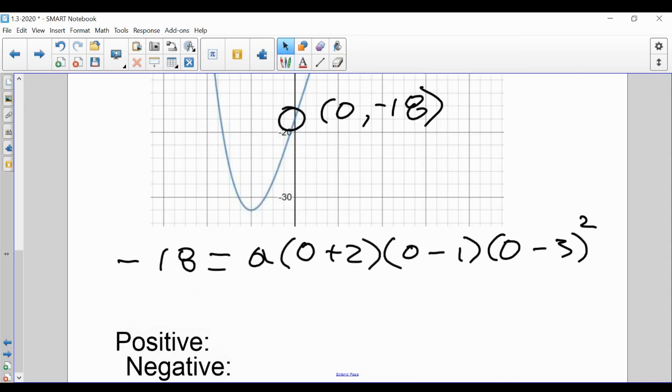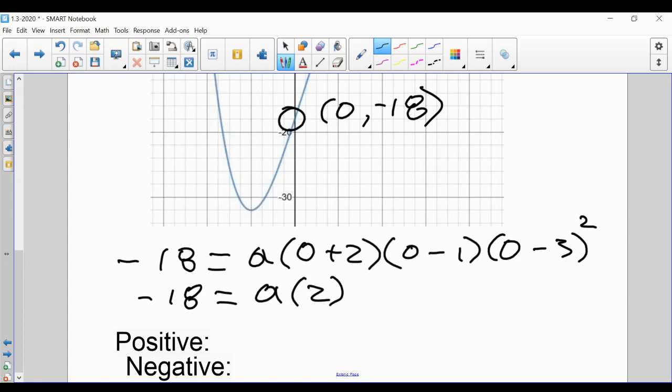Let's just try out this point and see how this works out. So minus 18 is equal to, this looks like a times 2 times minus 1 times.